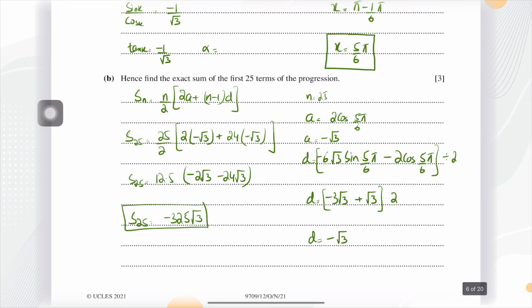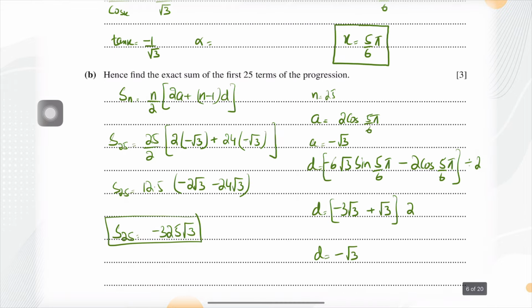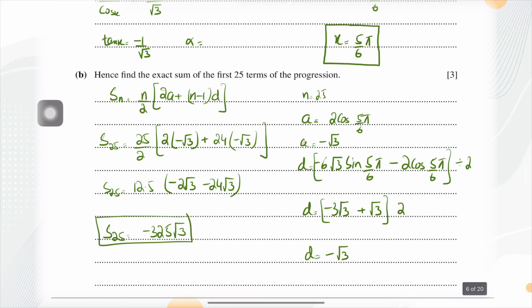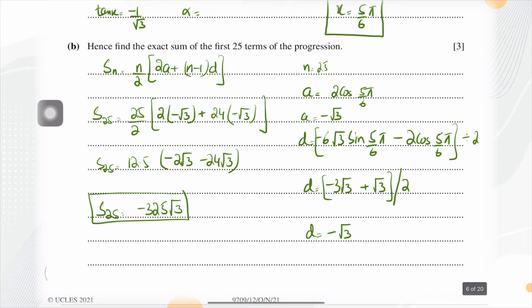Okay, now take a good look at what I've done. Let me know if you guys have any questions. So when you were finding D, did you multiply by 2 or divide by 2? Divide by 2. Okay, I forgot to write divide. So did you redo the question? Yeah, I did, because there was a mistake in the common difference.